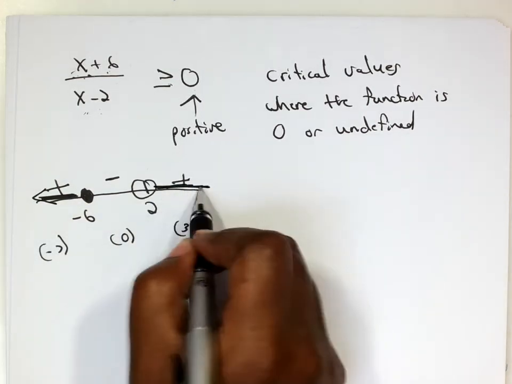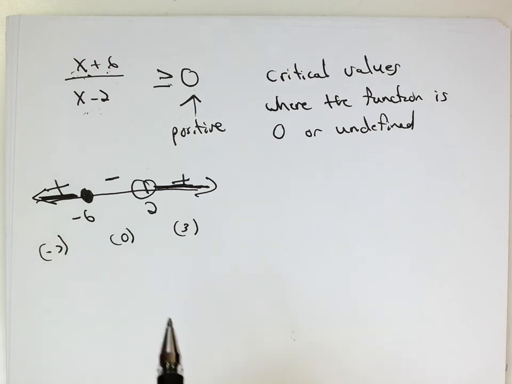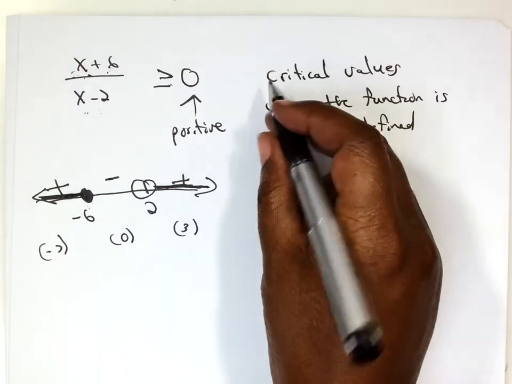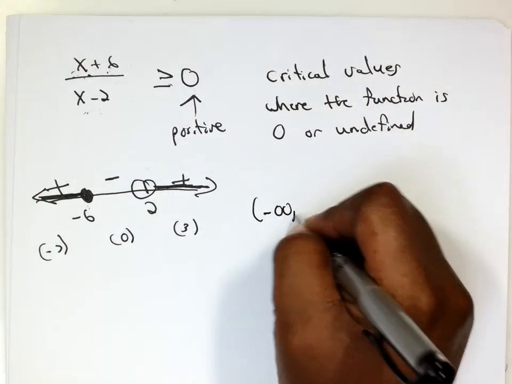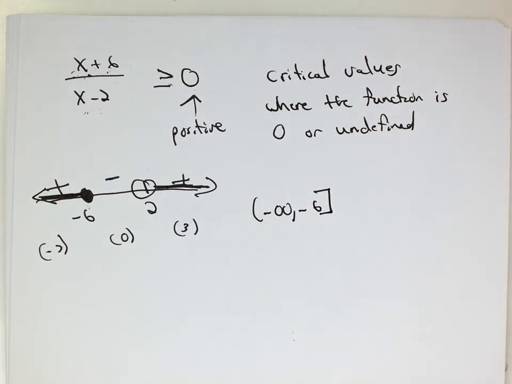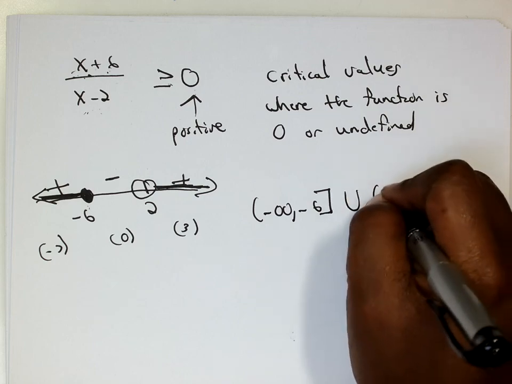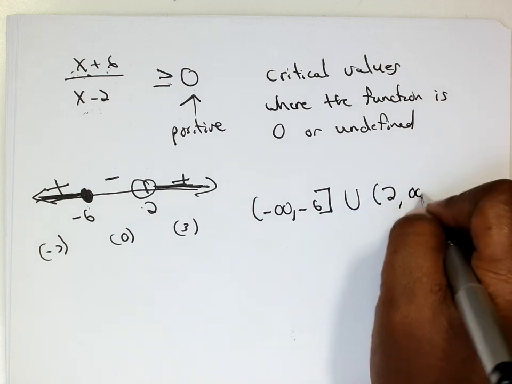So where it's positive is the intervals less than or equal to -6, or greater than 2. And I'm going to write this out in interval notation. So -infinity to -6, and I'm putting a hard bracket by -6. And then the other part of my solution set is 2, which is not included, so I have a parenthesis, to infinity.